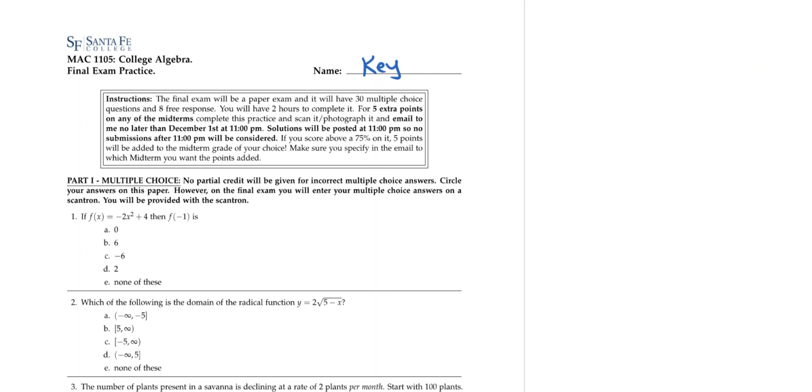Alright, so for the first exercise, we need to find the function evaluated at -1. So all we do is plug in -1 for x. So it's going to be -2 times (-1) squared plus 4. And then if you don't mess up the algebra, you'll get -2 plus 4, which equals 2. So the answer is D.